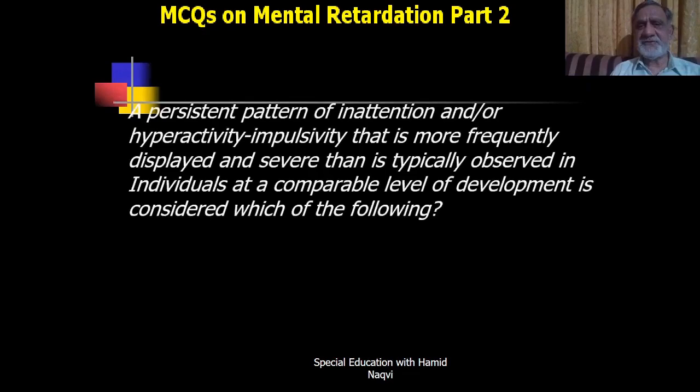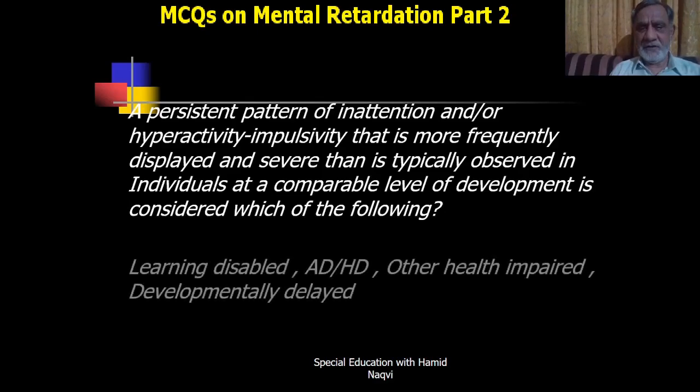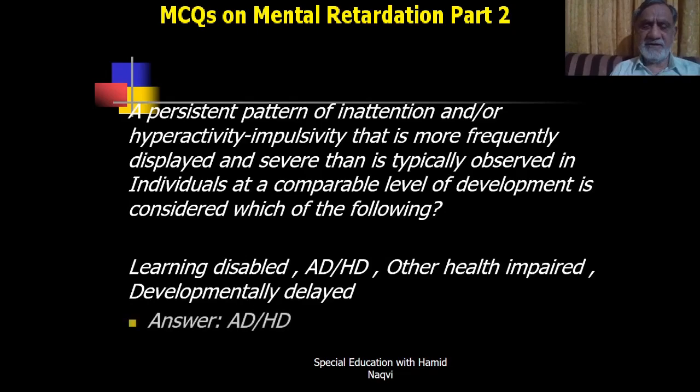A persistent pattern of inattention and or hyperactivity impulsivity that is more frequently displayed and severe than is typically observed in individuals at a comparable level of development is considered which of the following? Learning disabled, ADHD, other health impaired, or developmentally delayed? Correct answer is ADHD.